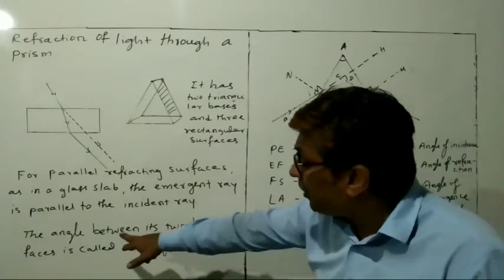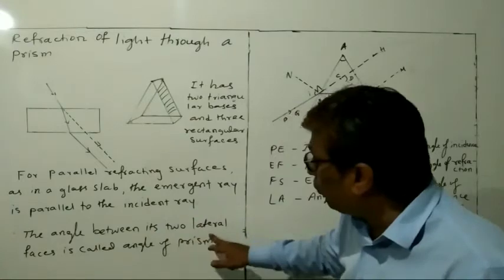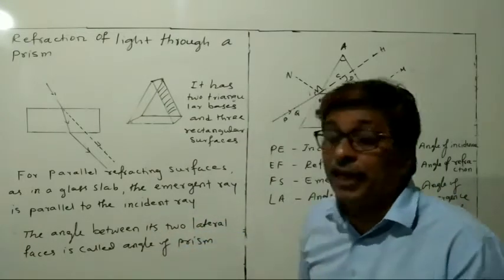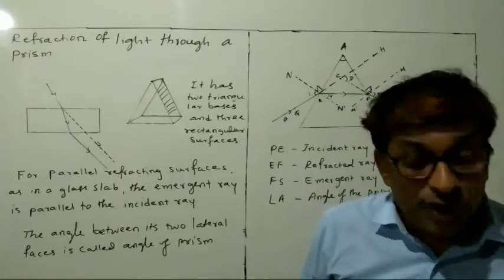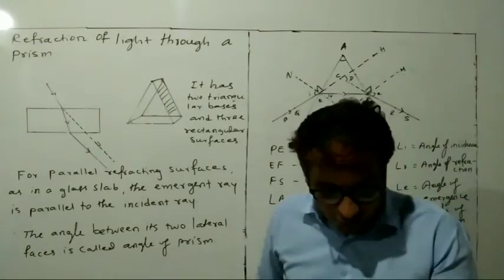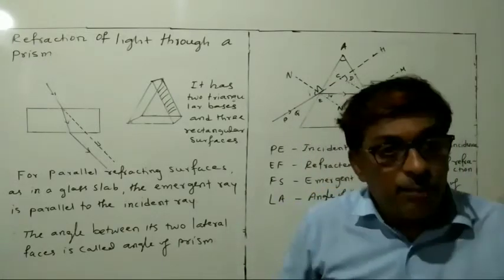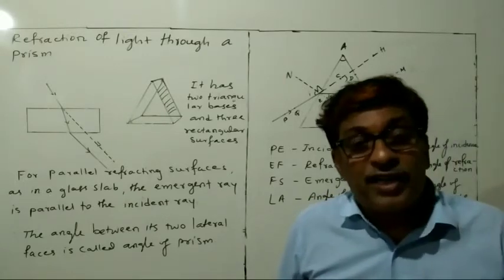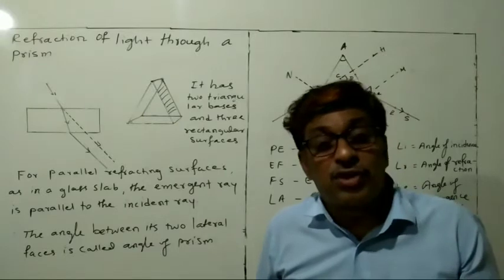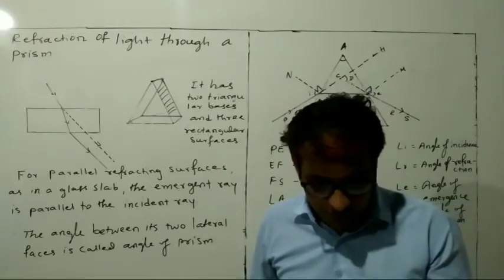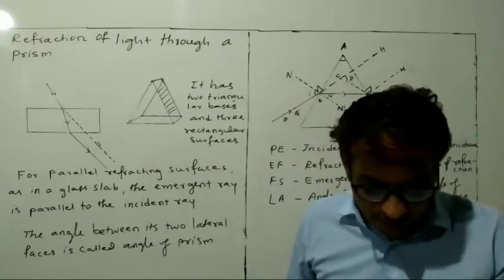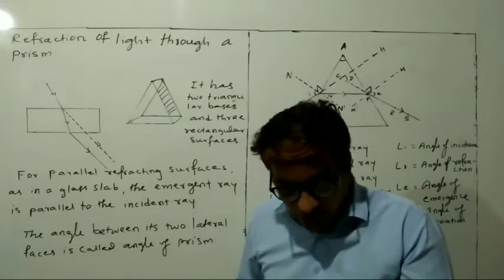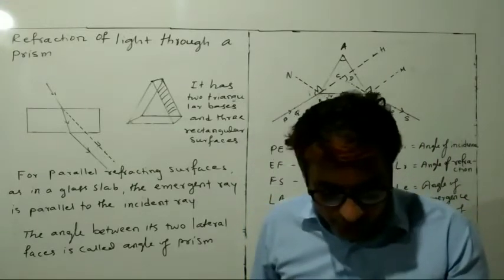Now the next one here: the angle between its two lateral faces is called the angle of prism. So you have to remember this one, it is so important for you. The angle between its two lateral surfaces is called the angle of prism. Sometimes the question is asked, what is the angle of prism? Okay, remember this one.